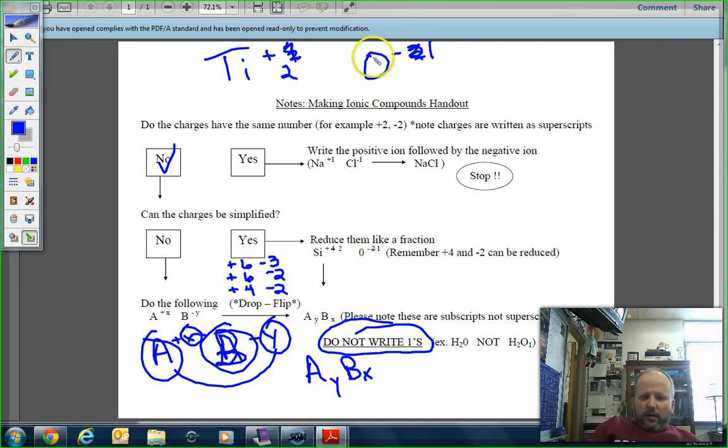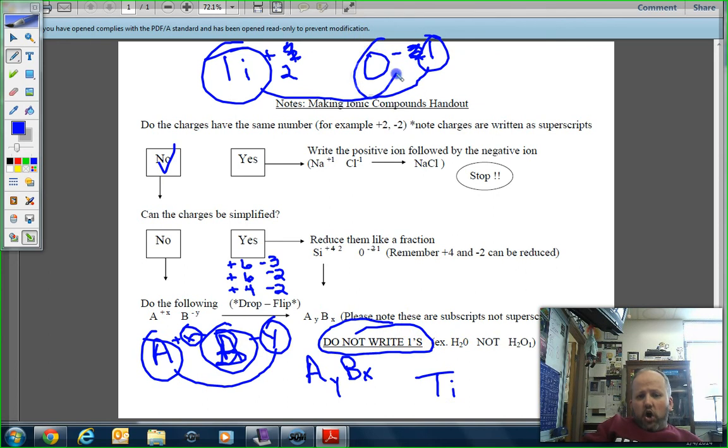So let's finish our example here. We've already reduced it, so what's the formula? It is Ti, but we don't write the number 1, O, and what number goes after the O? 2. Titanium oxide, TiO2.